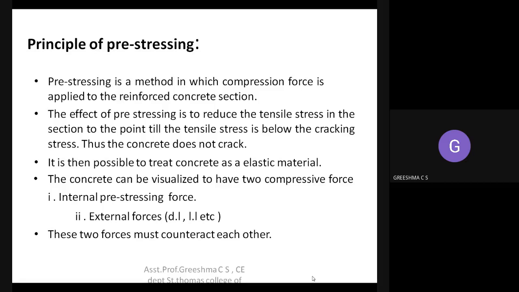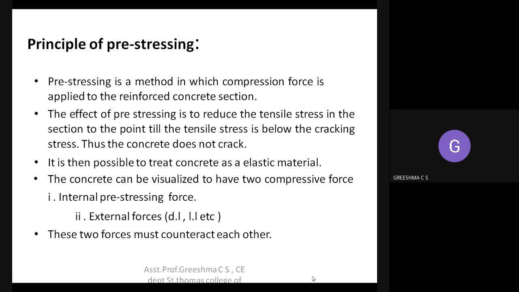Our major aim of pre-stressed concrete is to reduce the tensile stress of a section. At the start of the video, we showed you that the bottom portion tensile stress will be very high. So our aim is to reduce the tensile stress and lower it below the cracking stress. You have to keep the tensile stress below the cracking stress. Why? To avoid cracks. If the tensile stress is below the cracking stress, there won't be any crack.